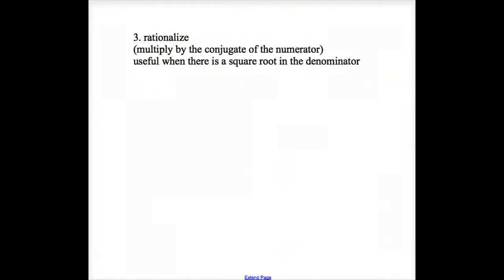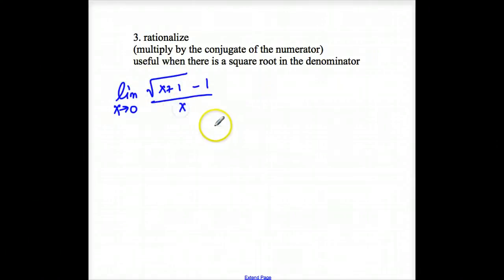And thirdly, rationalizing. If direct substitution doesn't work, you rationalize, which is multiplying by the conjugate. Let's try this function. The limit as x approaches 0 of the square root of x plus 1 minus 1 all over x. If we try direct substitution, which is what we're always supposed to try first, we get the square root of 0 plus 1, minus 1, over 0, which is 0 over 0.